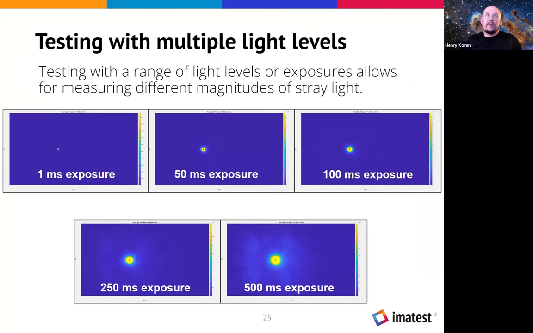So you can test across a range of light levels or exposures to allow for measuring different magnitudes of stray light. In this case, you can see that the longer the exposure, the more stray light we're collecting. And you can really start to see the petal flare on the longer exposures. The longer exposure is similar to having a brighter light source. So while the light source is nowhere near as bright as the sun, you can have a longer exposure to replicate the same number of photons you would get from a short exposure of the sun.